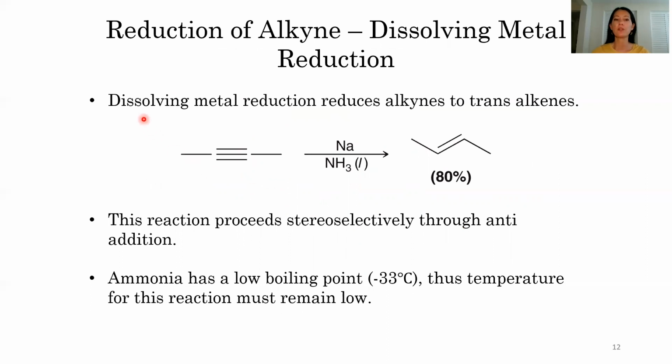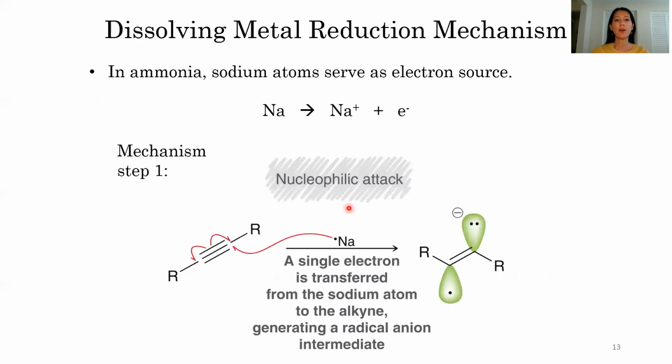We use what's called the dissolving metal reduction. We use this mixture, sodium metal, and then ammonia. Sodium metal is going to provide electrons for us. It's going to undergo an oxidation. And what you get is a trans product in good yield. So this works really nicely selectively through anti-addition. Let me show you how this works.